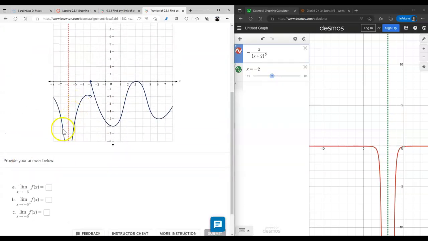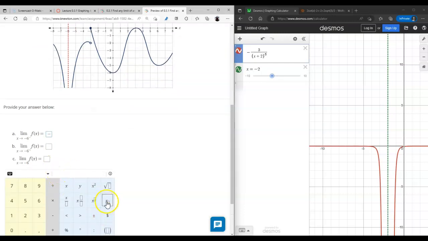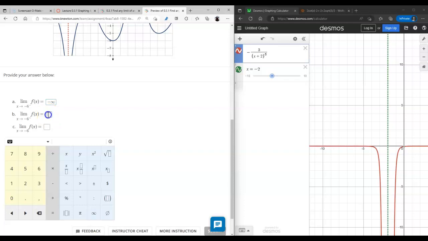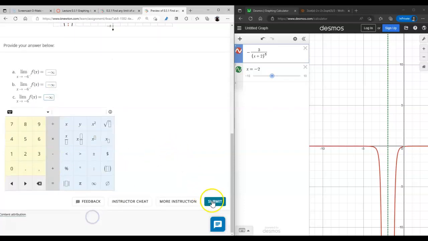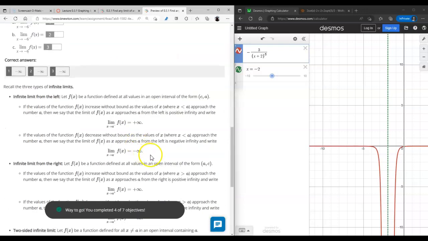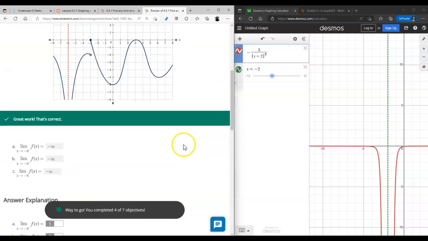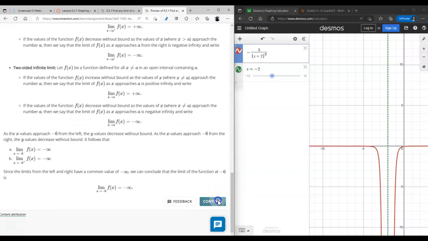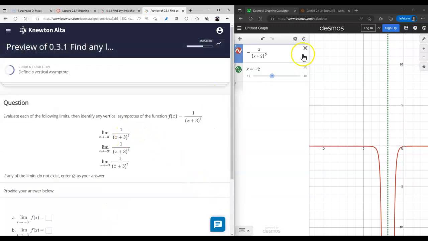And now the punishment. -6 on the left is -infinity. Another -infinity, and therefore the two-sided limit is also -infinity. And we got 4 out of 7 objectives already, and it's only been, I don't know, I lost track of time.